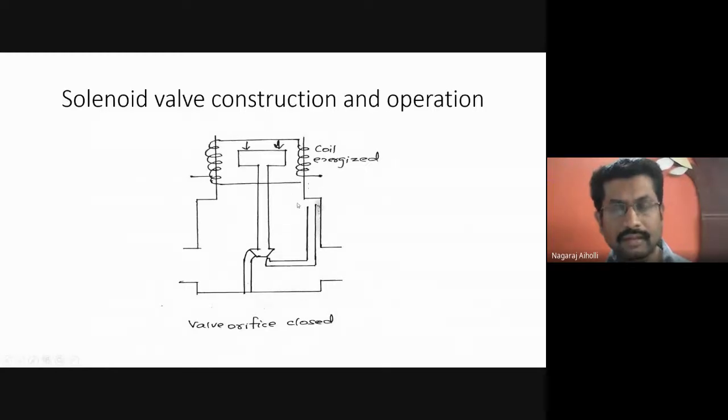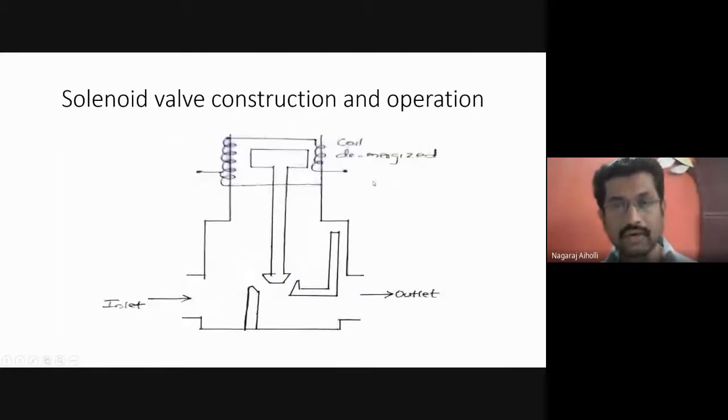Okay, right. So when it is energized here, it will move the plunger towards the orifice, right? The orifice gets closed, and there is no movement from the inlet to the outlet. This is when the coil is energized. Okay, then when the coil is de-energized, it is the reverse process that is taking place. When we decrease the supply to the coil, then what will happen? The plunger will move back, and then there is a movement of the fluid from inlet towards the outlet.